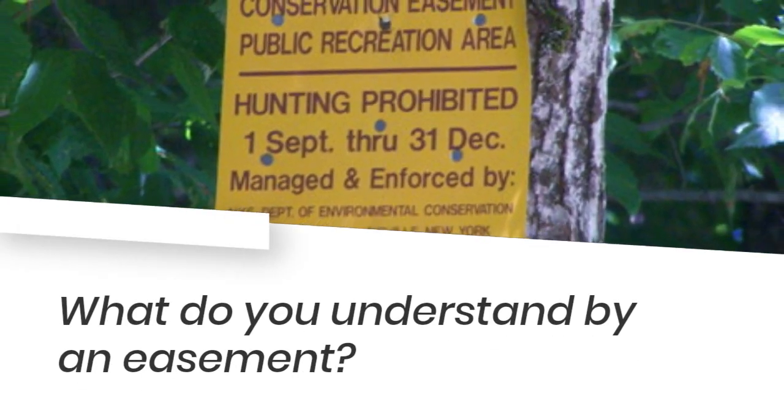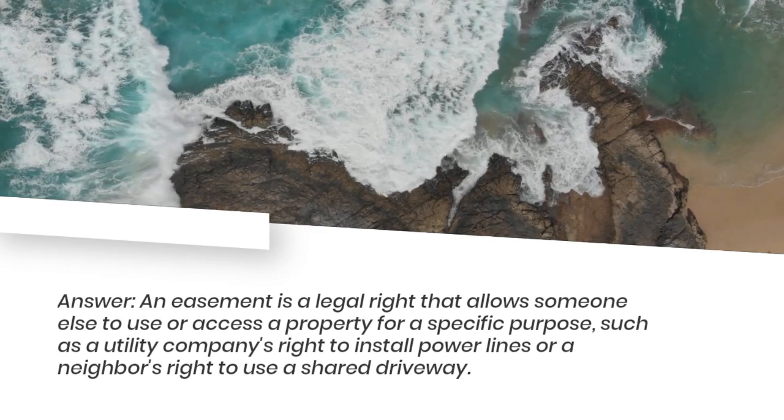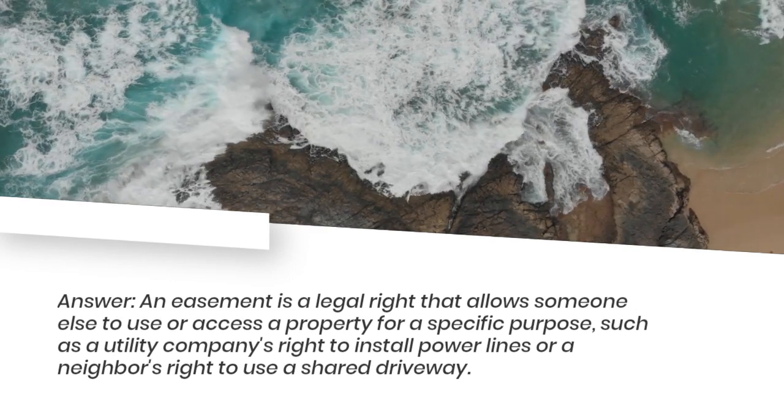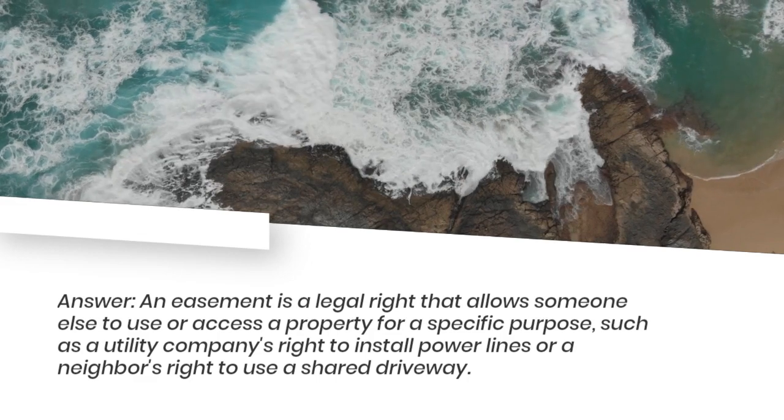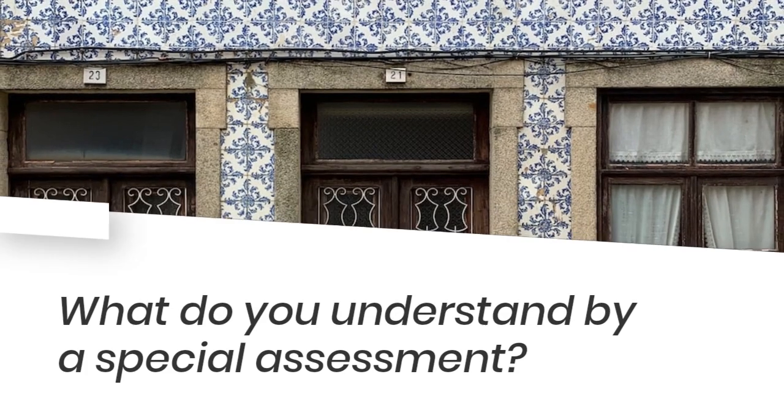What do you understand by an easement? Answer: an easement is a legal right that allows someone else to use or access a property for a specific purpose, such as a utility company's right to install power lines or a neighbor's right to use a shared driveway. What do you understand by a special assessment?